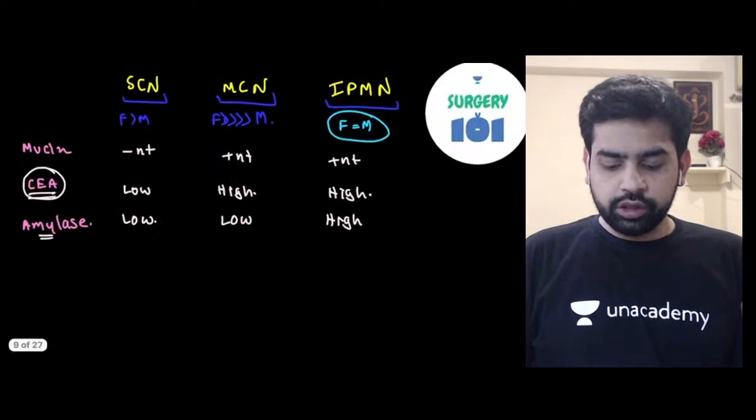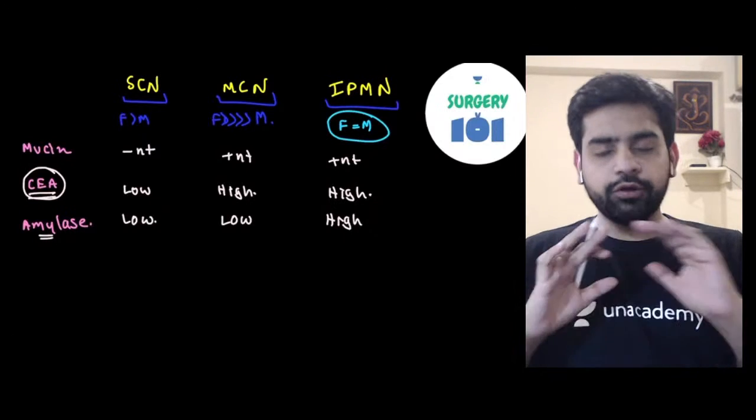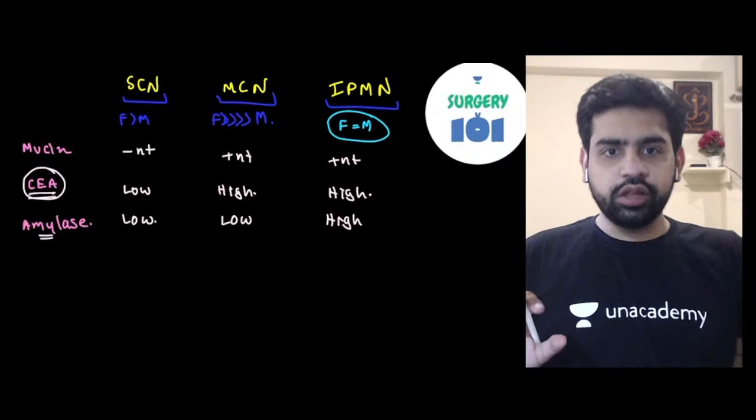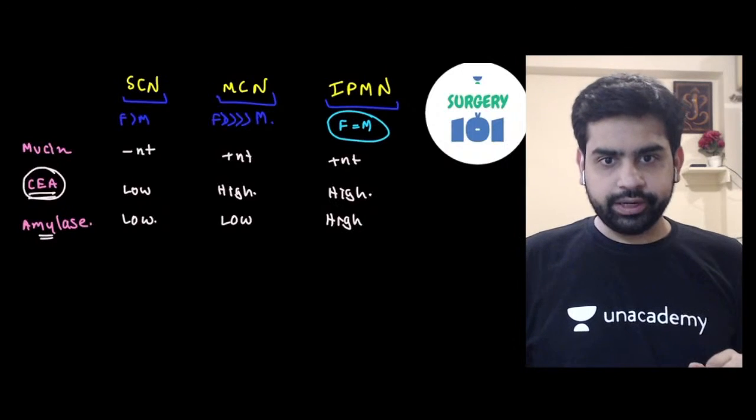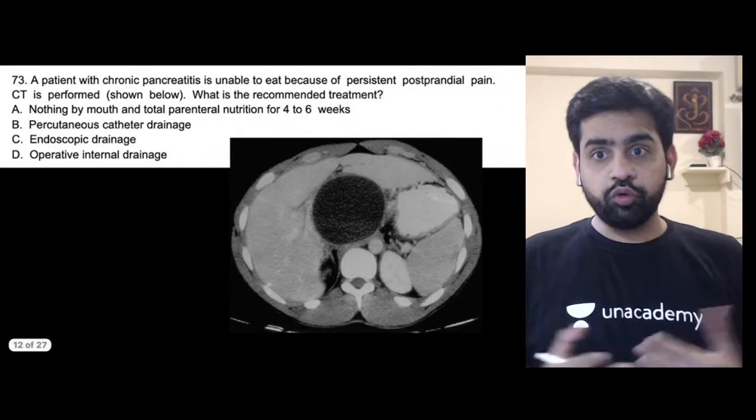Everybody got this point? So it's a big table, but even if you remember these 3 points, you'll be okay. You'll be able to solve around 90% of the MCQs which are asked from serous cystic, mucinous cystic, and the IPMN part. I hope we are all on the same page. With this, let's move on to the next question.